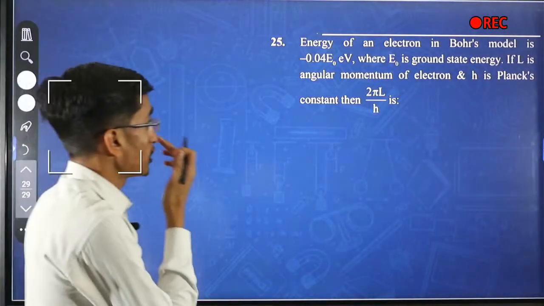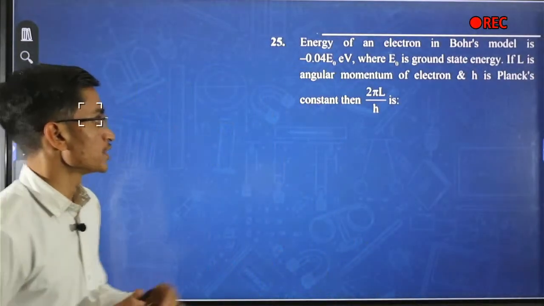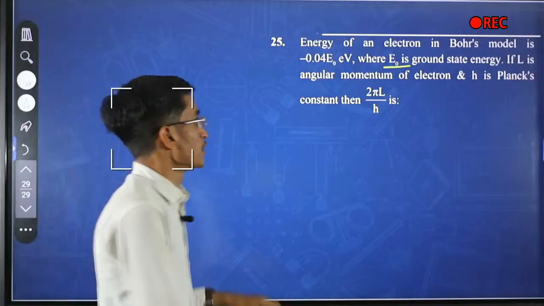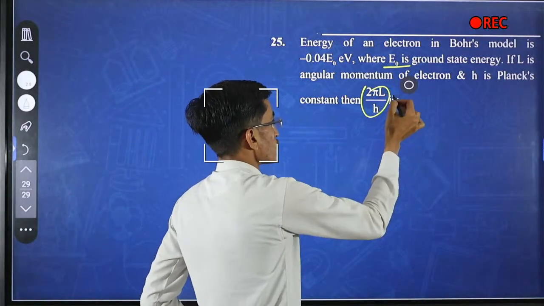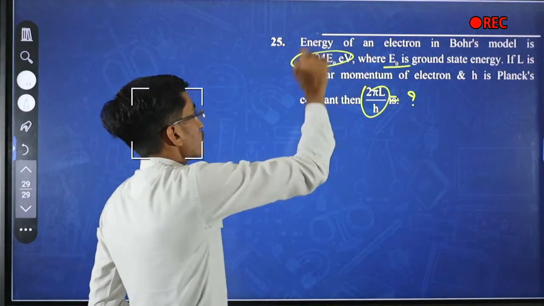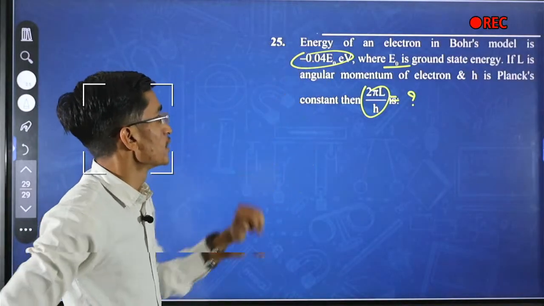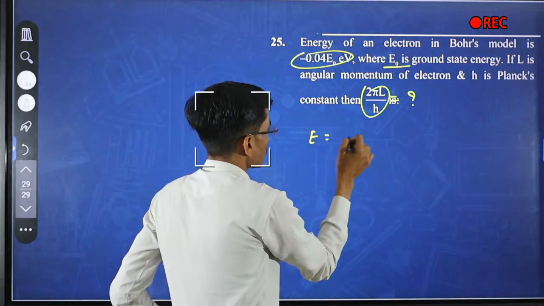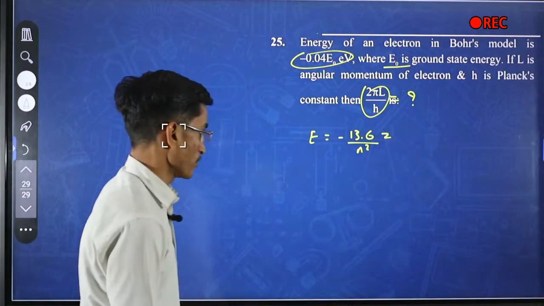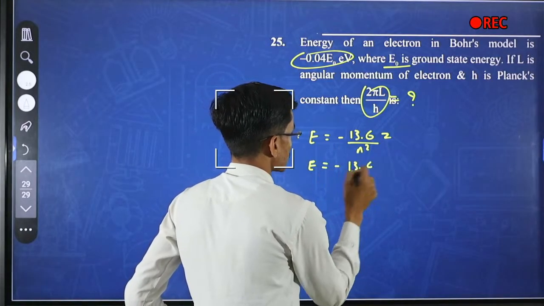Next question: energy of an electron in Bohr's model is minus 0.04 E0 electron volt, where E0 is ground state energy. If L is angular momentum of electron and h is Planck constant, then 2 pi L upon h is equal to, okay, total value of this we have to find. Okay, first of all, let us find that in which state the energy of hydrogen will become this. So we have a formula of energy that minus 13.6 z square upon n square. So for hydrogen z is equal to 1, so E can be written as minus 13.6 upon n square.